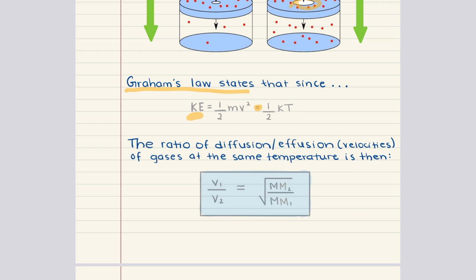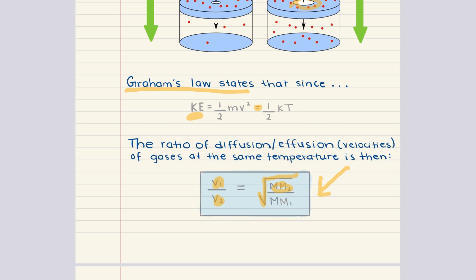So then, using this idea, Graham's law states that the ratio of diffusion or the ratio of effusion rates for two gases is inversely proportional to the square root of their molar masses. And mathematically, that's expressed in this equation you see here. V1 divided by V2 is equal to the square root of molar mass 2 divided by molar mass 1. So here, V1 and V2 are either the diffusion or effusion rates of the two gases, and MM1 and MM2 are their respective molar masses.